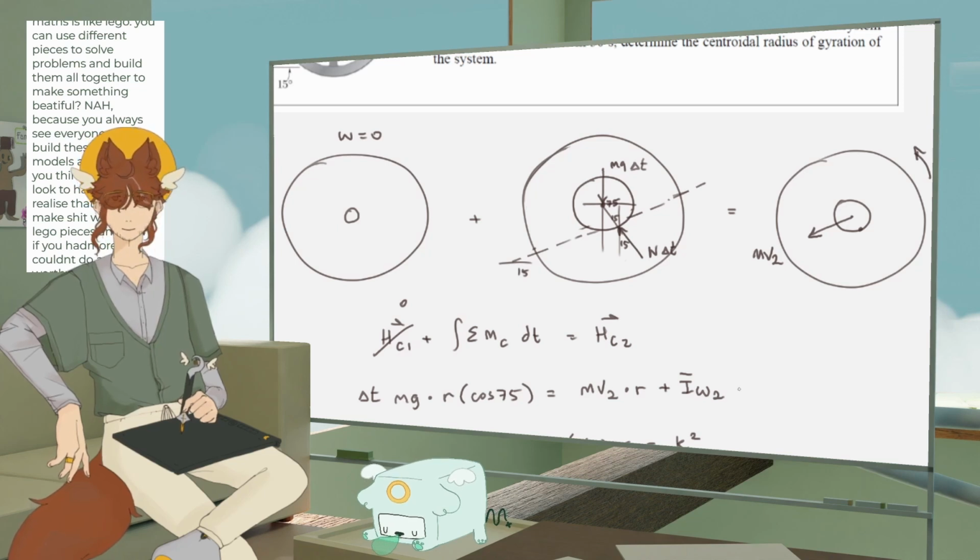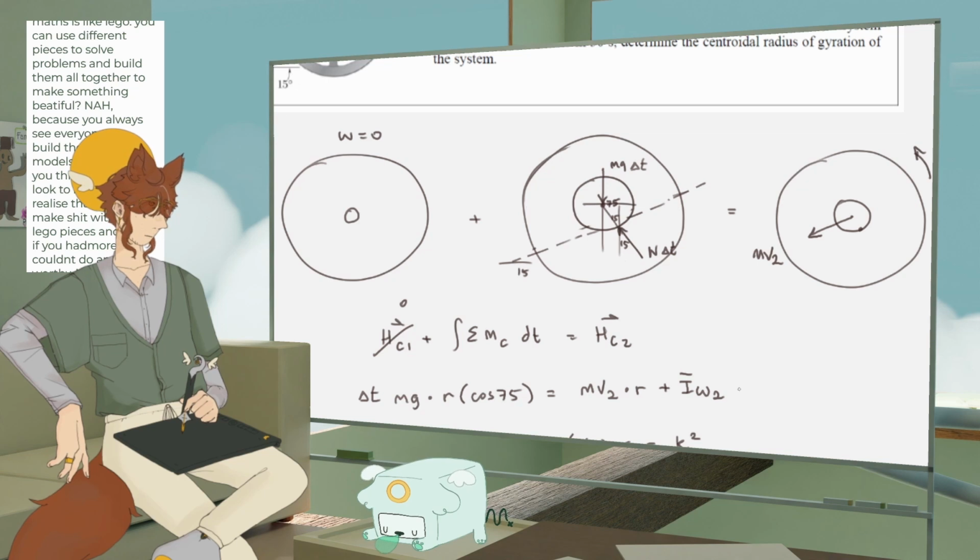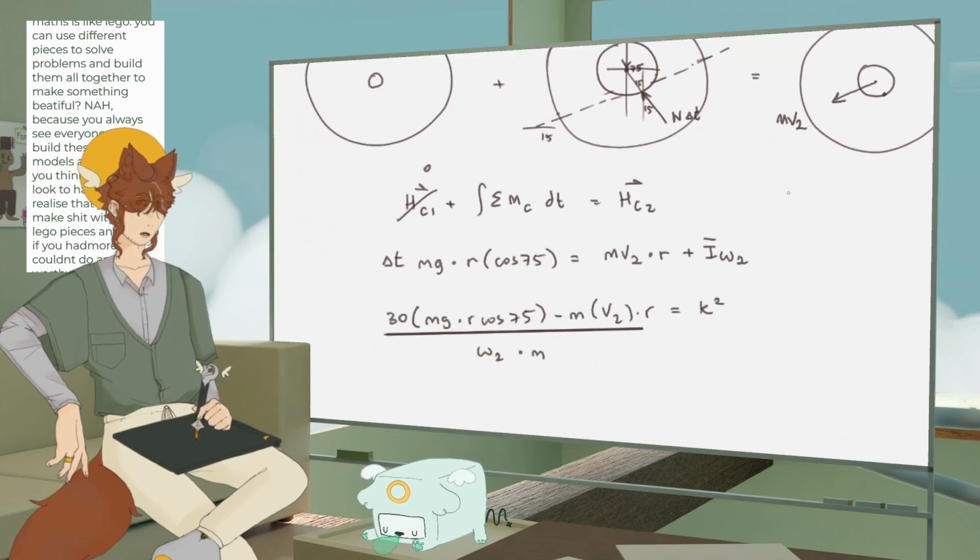Math is like Lego. You can use different pieces to solve problems and build them all together and make something beautiful. Nah, because you always see everyone else build these big models and stuff, and you're like, that doesn't look too hard. Then you realize you can't make shit with your 3 Lego pieces. Even if you had more, you couldn't do anything worthwhile. Hey, that's not true. You forgot that, like, you can go to the Lego store and you can pick out whatever Legos you like. And, like, there might be some Lego kits that are, like, really hard and might take you, like, a while. But you can still try them as long as the Lego kits have, like, proper instructions, you know? And then once you, like, practice using the instructions, then you can, like, build your own Lego sets too, you know?